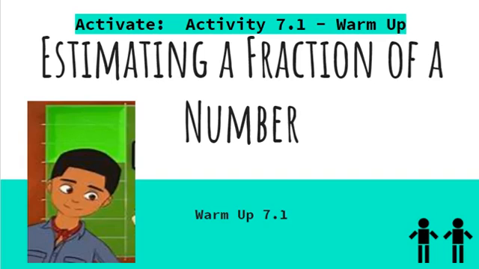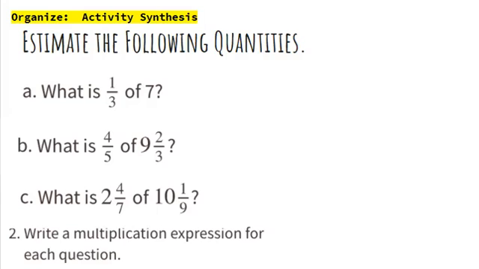All right, let's do a quick bit of estimation to help us figure things out. So what is 1/3 of 7? Well, it'll be pretty close to 2, isn't it? Because 7 is pretty close to 6. 6 times 1/3 would give us 2, so it's a little bit more than 2, isn't it?